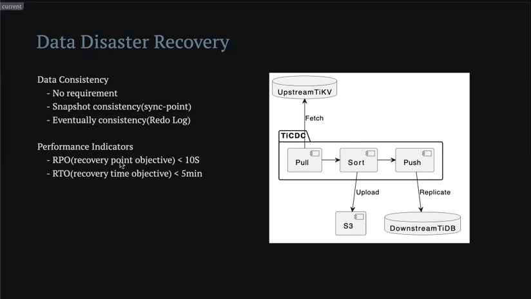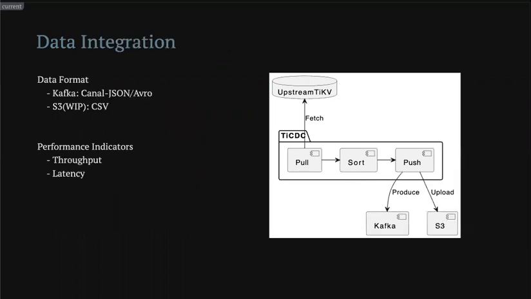The first one is RPO, aka recovery point objective. It means how long a period of data loss we can tolerate. In most cases, we can guarantee the RPO is less than 10 seconds. It means at most 10 seconds of data loss. The second one is RTO, recovery time objective. It means how long it takes to recover the cluster to the normal state. In most cases, TiCDC can recover it in 5 minutes.